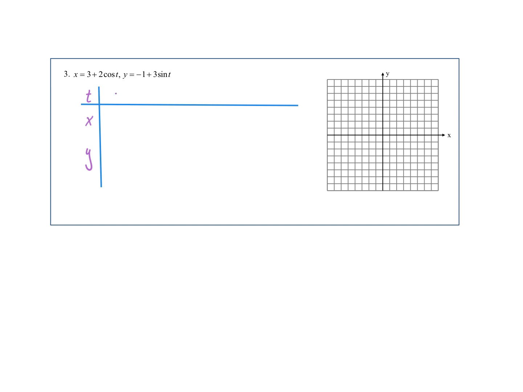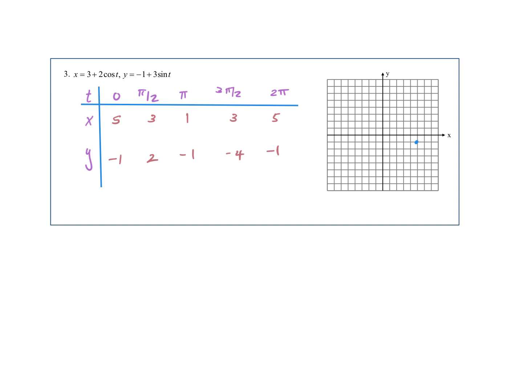0, pi over 2, pi, 3 pi over 2, and 2 pi. So we've got 5, -1; 3, 2; 1, -1; 3, -4; and then 5, -1. All right, so I'm going to go ahead and graph. So 5, -1: 1, 2, 3, 4, 5, -1.